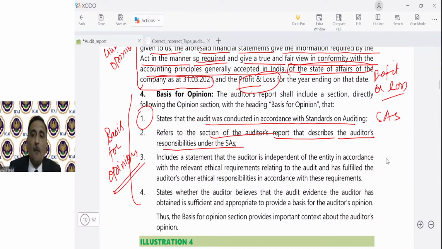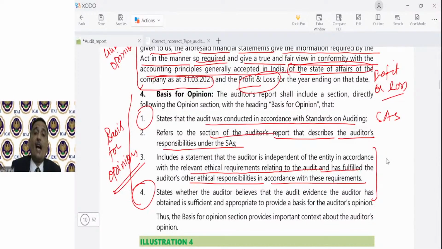I am an auditor, independent of the company, and I have met all relevant ethical requirements and ethical responsibilities. And I would also categorically state that I obtained sufficient appropriate audit evidence, which has enabled me to give this opinion.